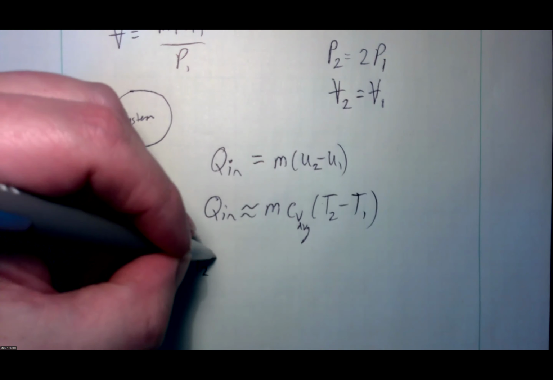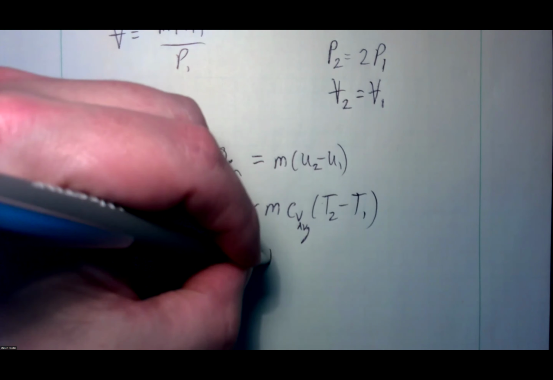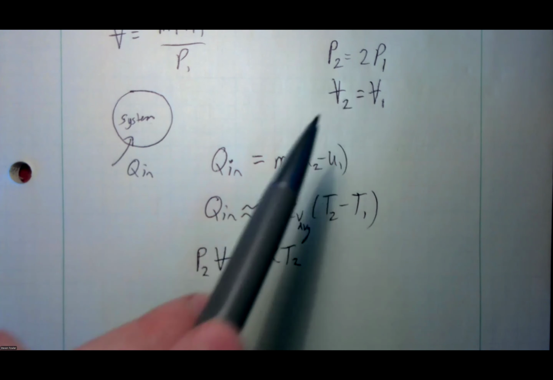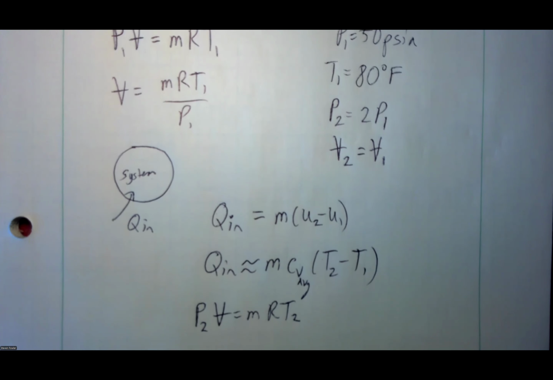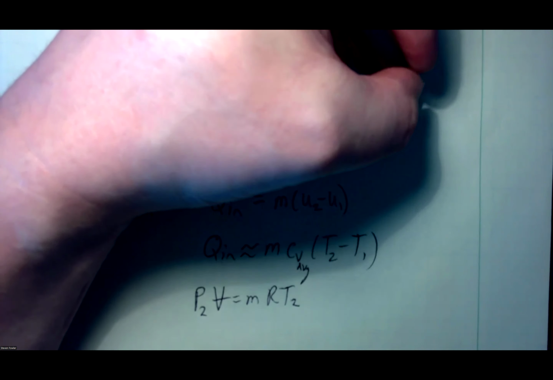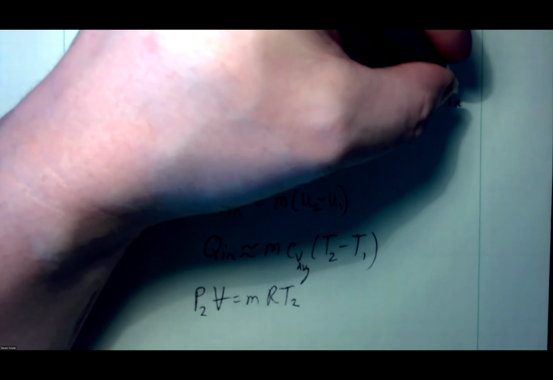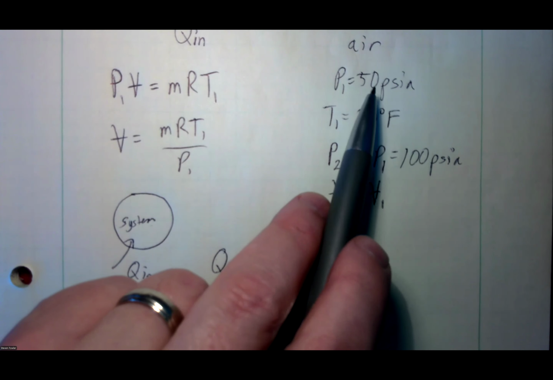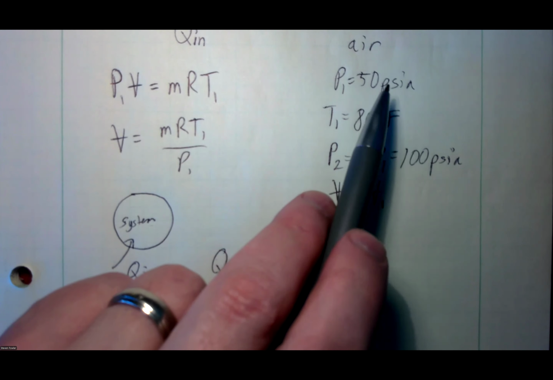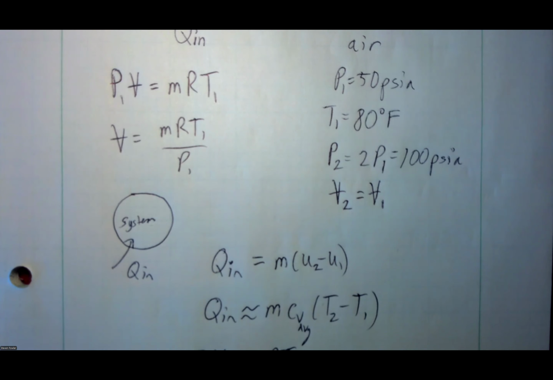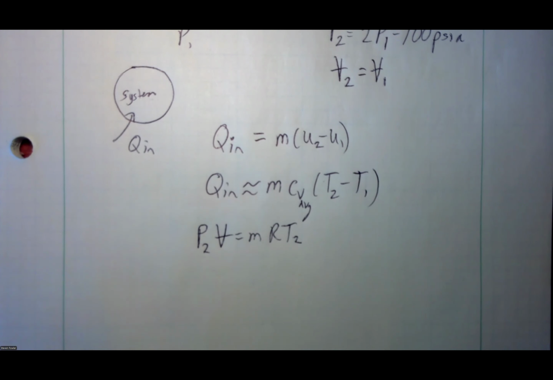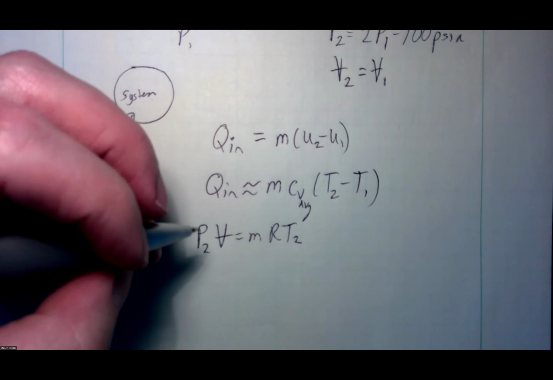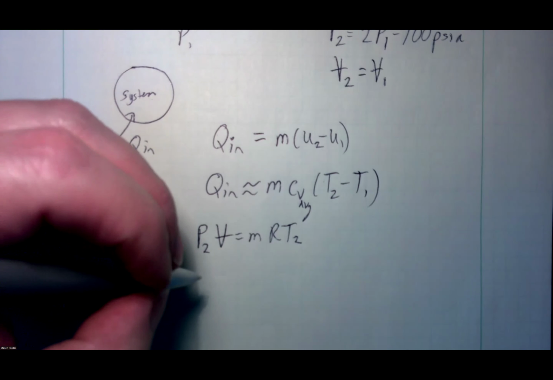So I could say P2V is equal to M R T2. Now I don't know P2, but I do know P2 is 2 times P1. Since I know P1, I technically know P2. P2 would be 100 pounds per square inch. I can just simply double it because this A tells me this is an absolute pressure. If it was a gauge pressure, I would need to add the atmosphere to it before I could double it. You can't just double a gauge pressure, but you can double an absolute pressure. Kind of like you can double an absolute temperature, but you can't double a Celsius or Fahrenheit relative temperature. Okay. All right, so I know P2.